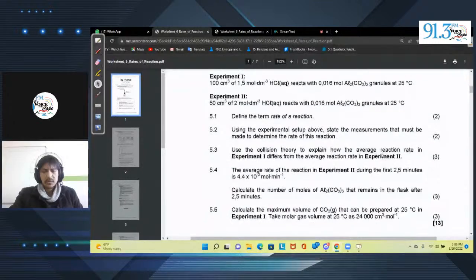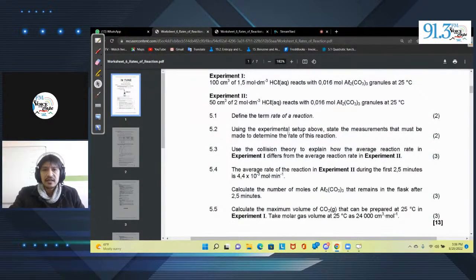5.1. Okay, so the first question is a definition. Define the term rate of reaction. Okay, so in this case, for rate of reaction, we can look at two things. We can look at concentration. We can define it in terms of concentration.